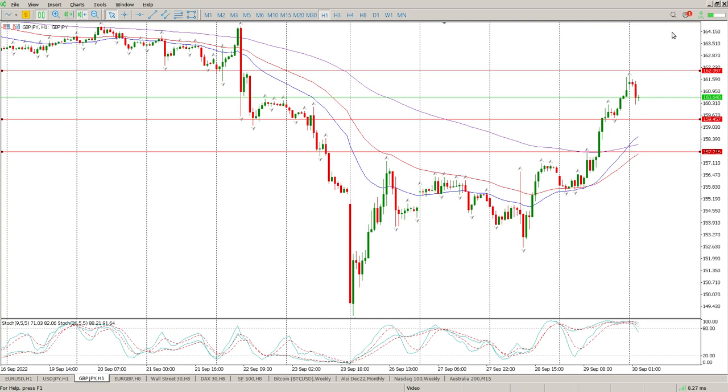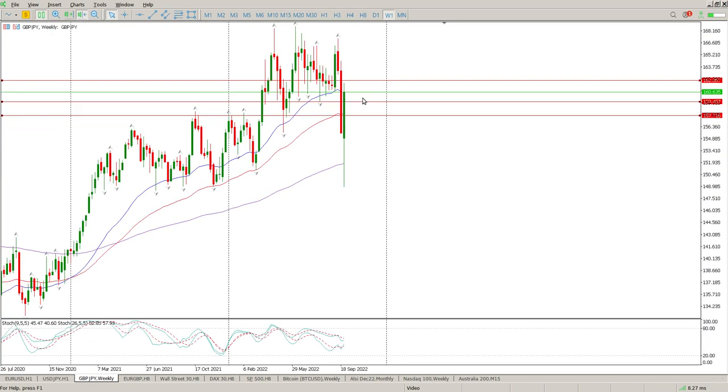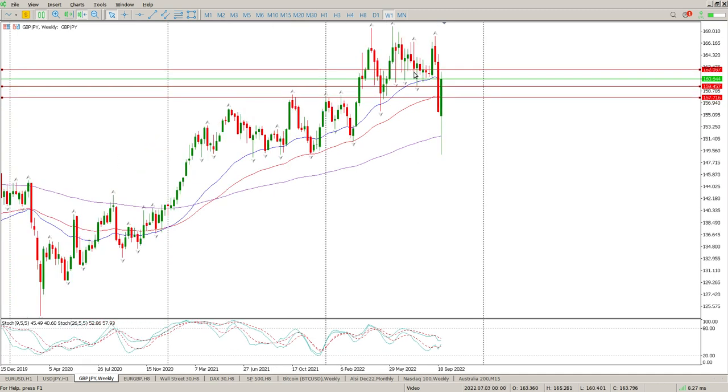If it holds, then you have another attempt higher. Just bear in mind that this 162.057 area is a big area on the weekly chart. You can see this zone here on the weekly chart. There's lots of chaos here, so be careful. It's turning out to be a weekly engulfing, and we're also in a weekly uptrend.